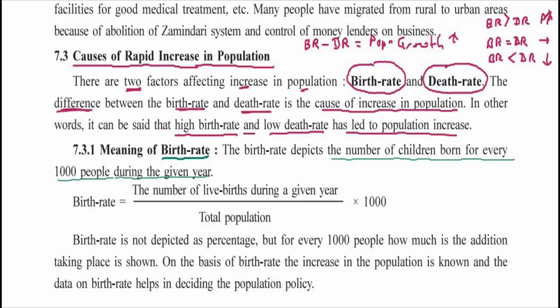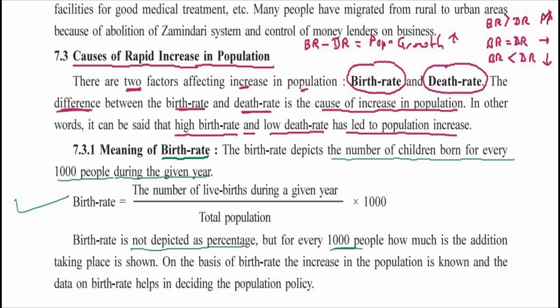So if I convert that into a percentage, the birth rate is equal to the number of live births. See, not dead births, not abortions. The number of live births during the year upon the total population, and this ratio into 1,000 will give birth rate. So birth rate is not shown as percentage, right? See, it is not shown as a percentage. But for every 1,000 people, how much is the addition taking place is shown, right?